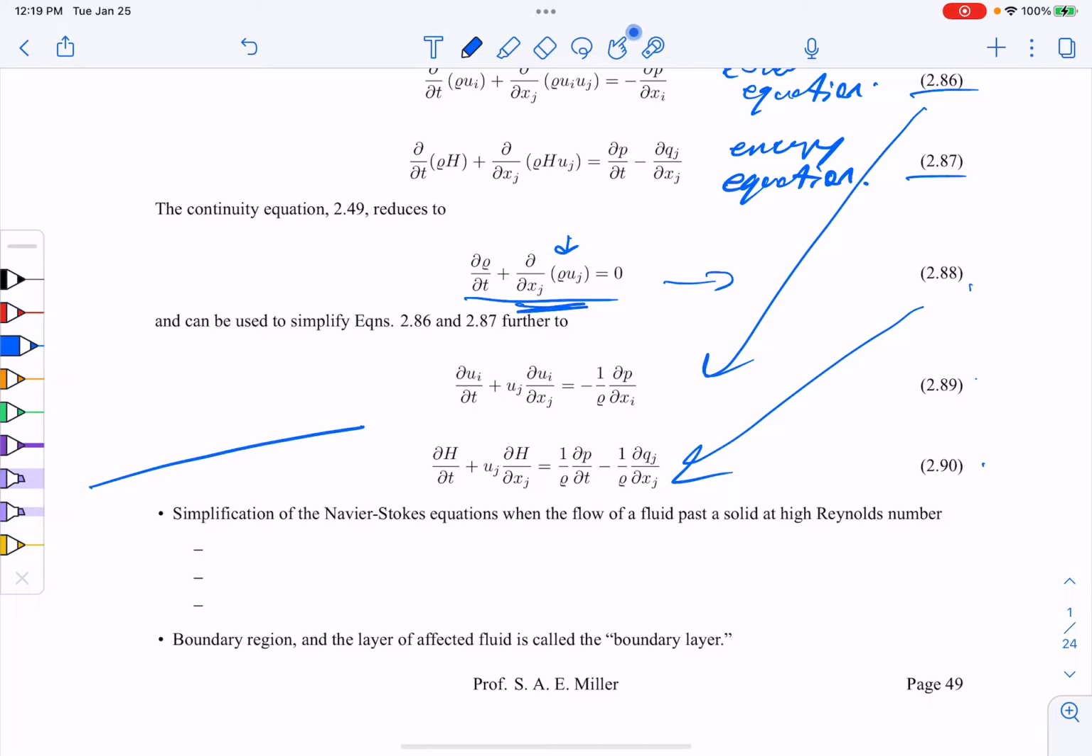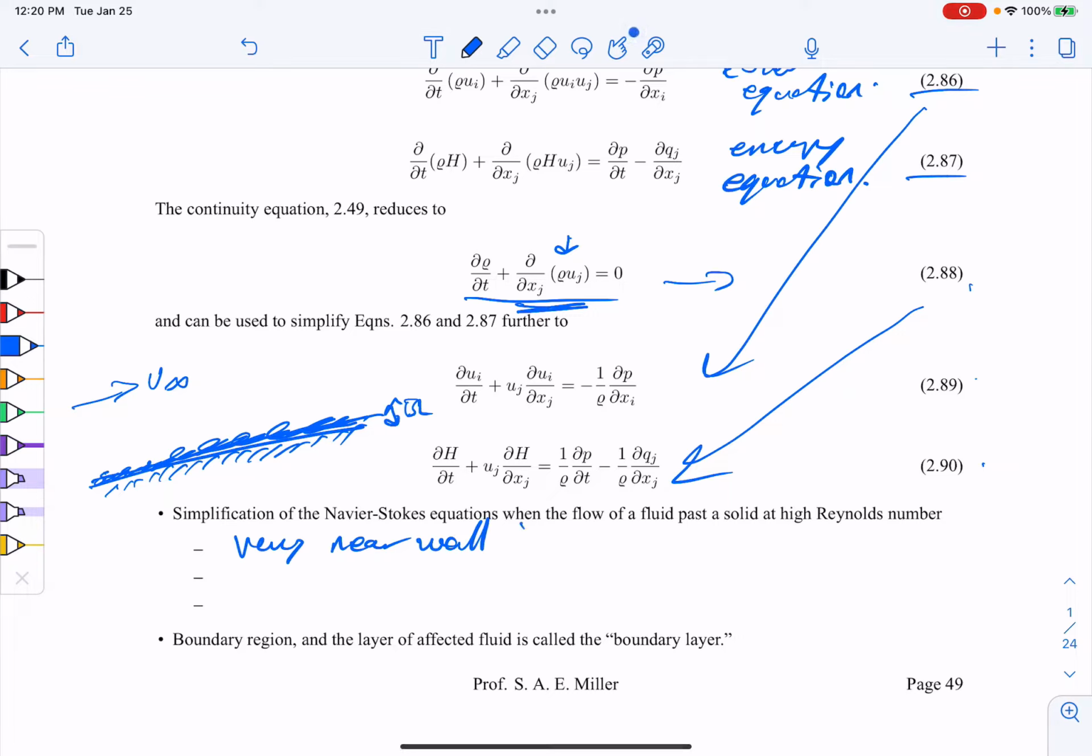If you draw that, you have a surface. That's the surface, and there's some flow, u infinity. And very, very close to the surface, there's some turbulent motion. And that's not drawn to scale. This little area here, which would be the boundary layer thickness, is extremely small. So very near the wall, we have large turbulent fluctuations.